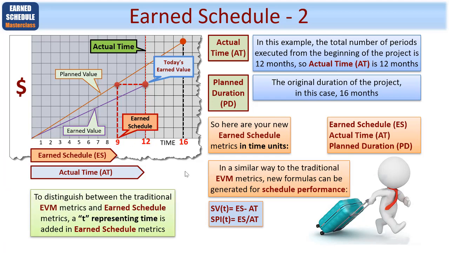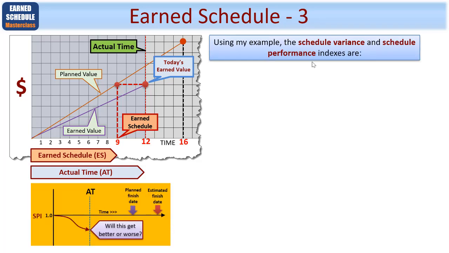So in order to distinguish between traditional EVM metrics and earned schedule metrics, we use the lowercase t representing time. So using my example here, the schedule variance and schedule performance indexes are: schedule variance in terms of time equals ES minus AT. Let's plug them in. ES is 9 and actual time is 12. 9 minus 12 gives you negative 3 months, showing that currently we are 3 months behind schedule.